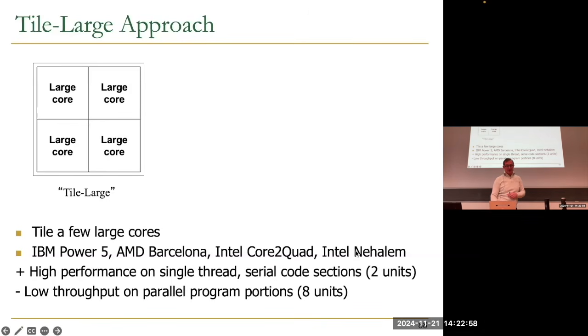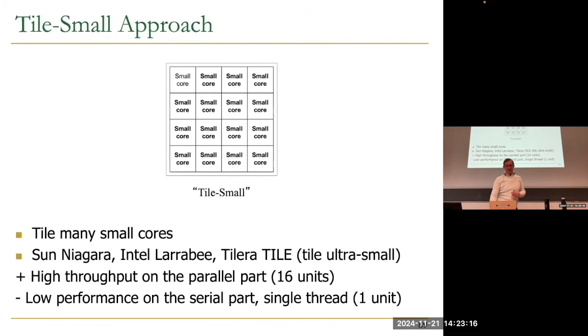As you can see, these are some early multi-core processors. You get high performance on single thread, serial code sections. You get 2 units of performance. But you get low throughput on parallel program portions, 8 units. Why is it 8 units? Because you have 4 cores and you have 2 units of performance, so you have 4 times 2, right? 8 units.